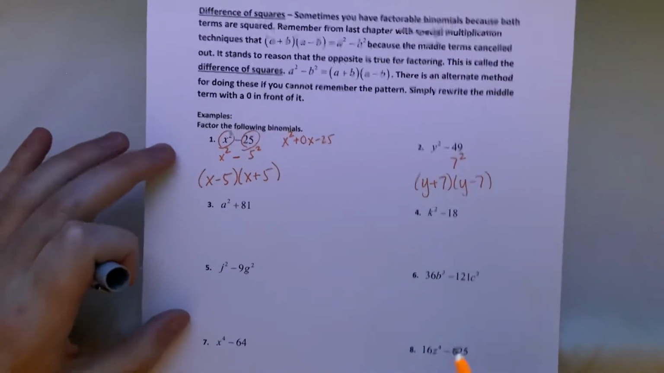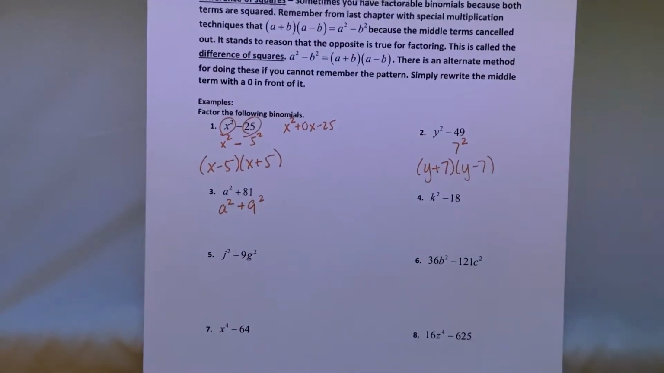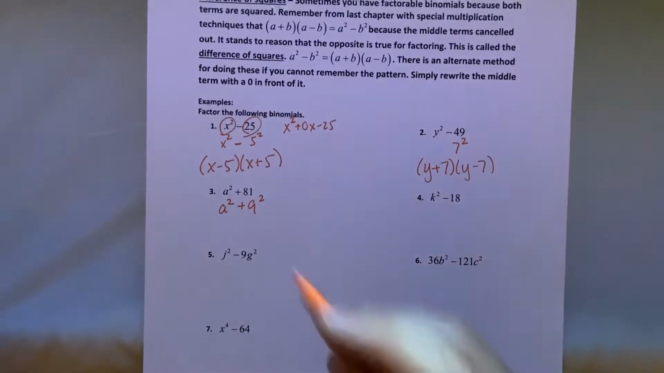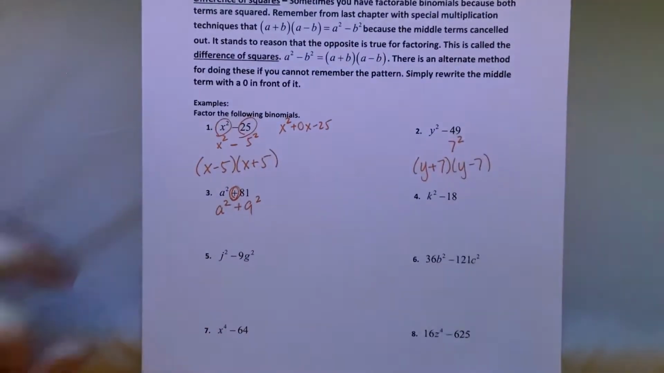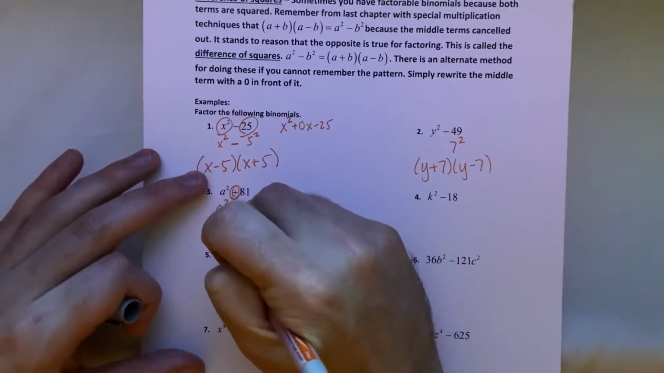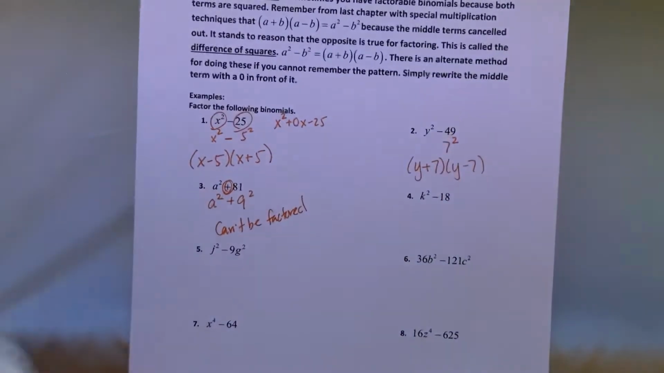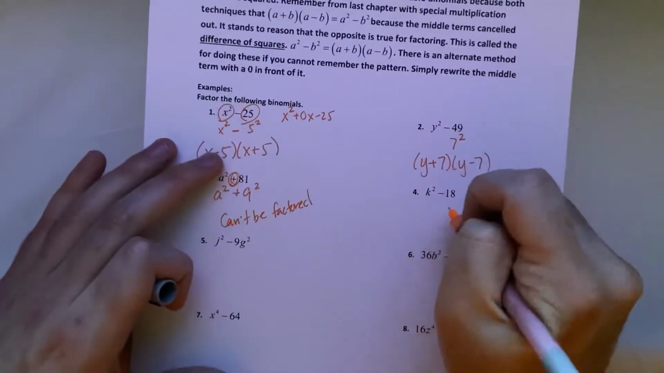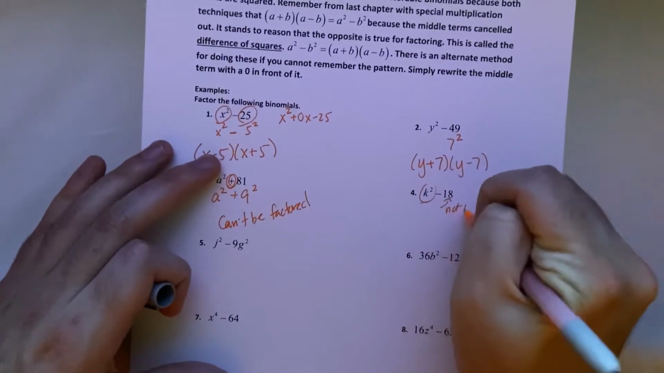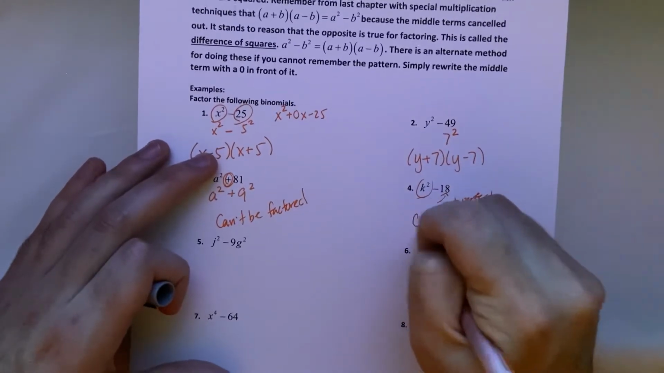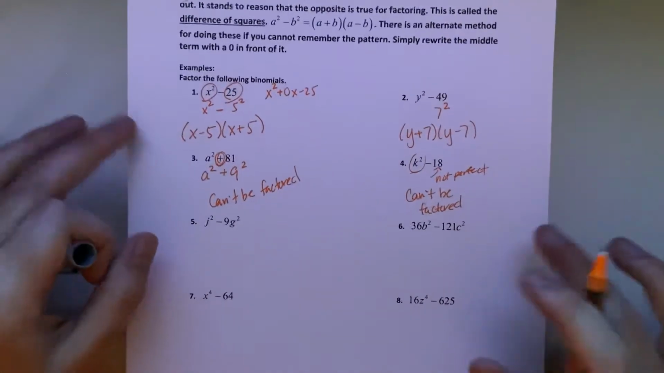Now a squared plus 81, this is a squared plus 9 squared. Well, those are two squares, so it must work, right? It's a plus, so they must just both be plus signs. Wrong. If you have a plus between two perfect squares, it doesn't work. This can't be factored. It's already in the most factored form it can have. K squared minus 18, even though k squared is a perfect square, 18 is not a perfect square, which means this can't be factored either. So keep that in mind.